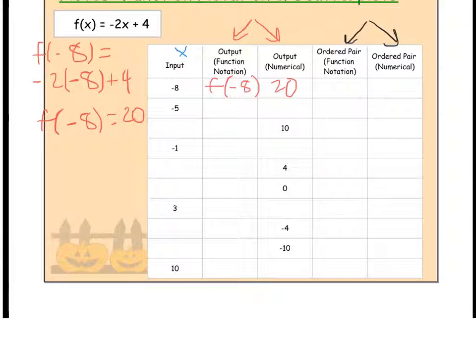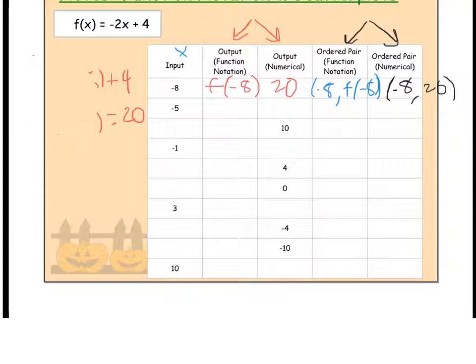So really, those outputs are telling me the same thing. They still represent the output, but one's written in function notation, one's written numerically. So now if I do my ordered pair in function notation, my input is still negative 8. Now my output is f of negative 8. And then if I want to write my ordered pair numerically, it would become negative 8, 20. So just showing you that there's different ways to write the same thing. So now if you guys want to do a couple more, go ahead, keep watching. I'm going to go through a few more.